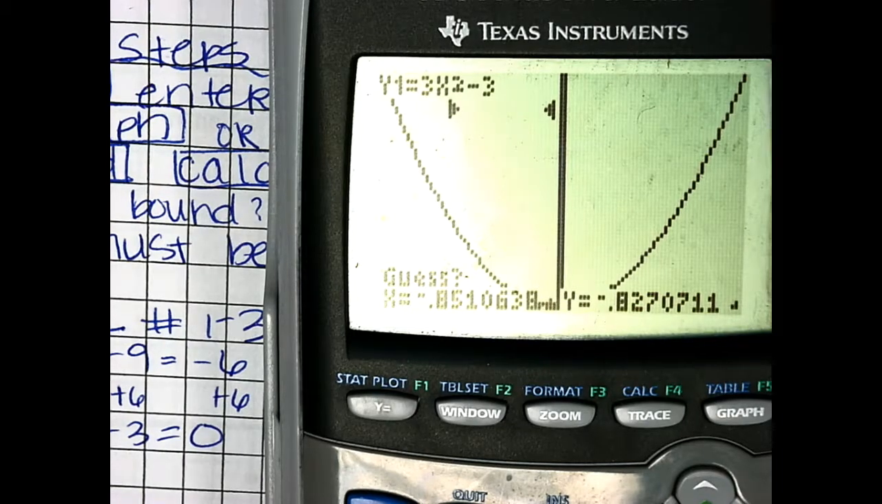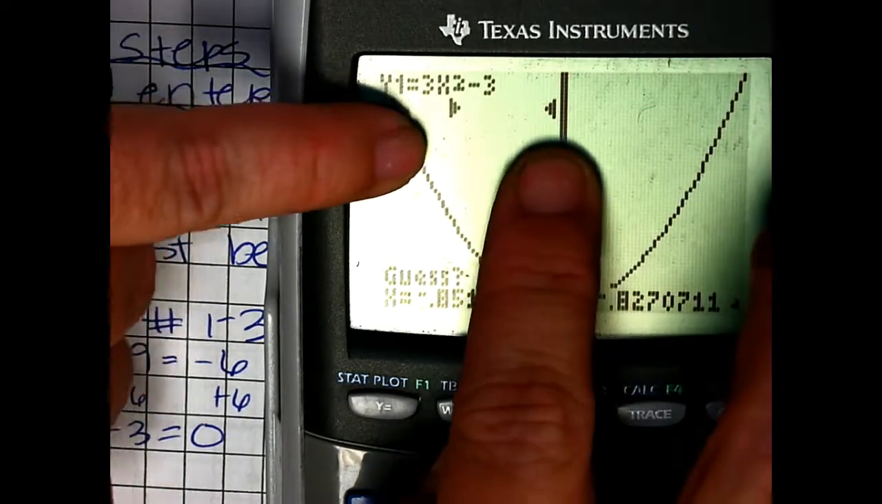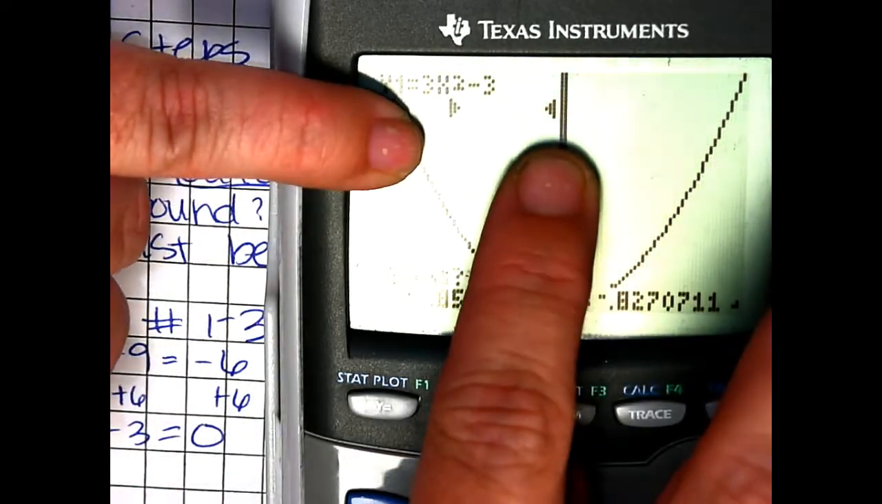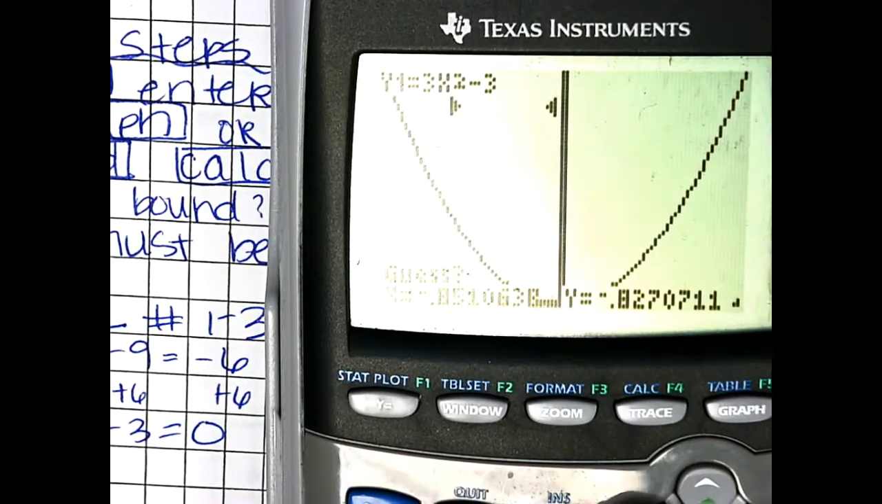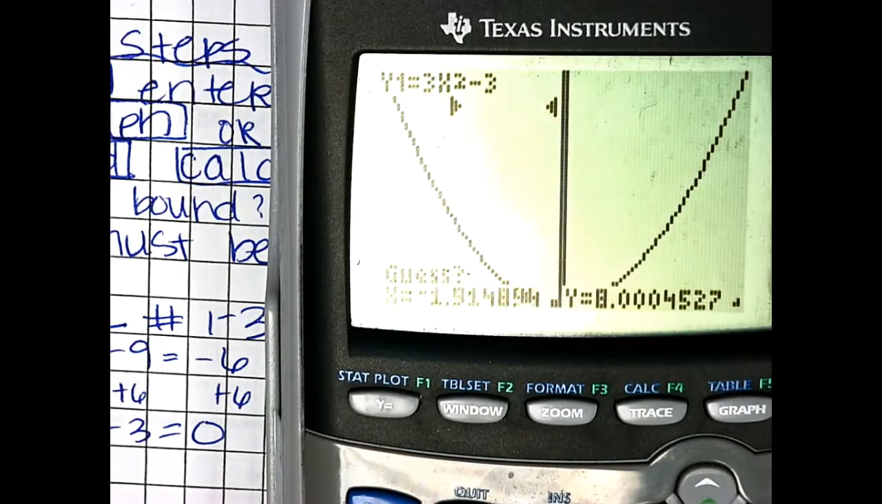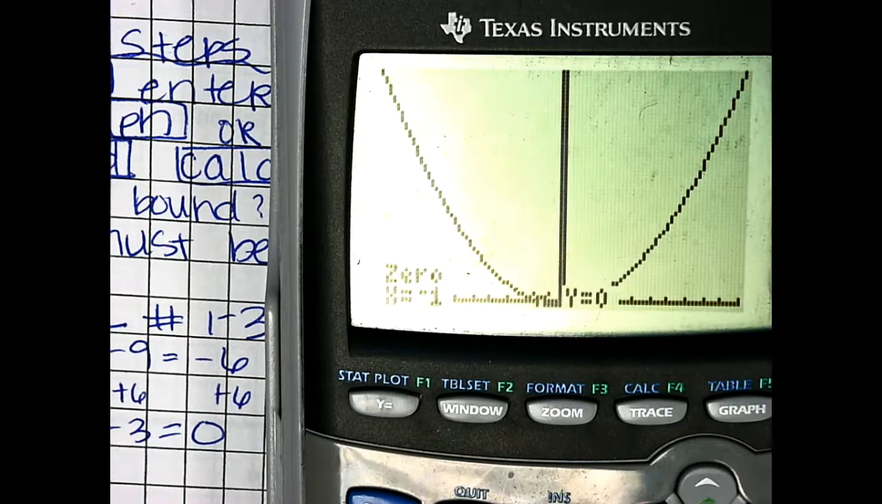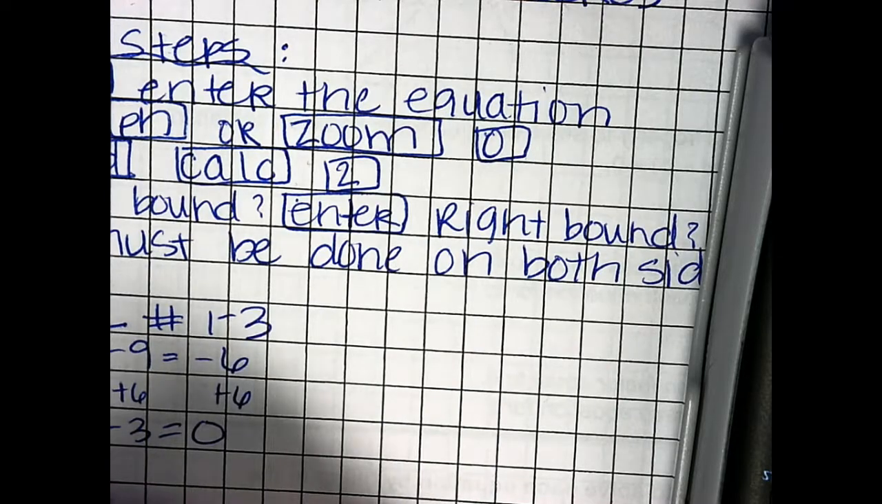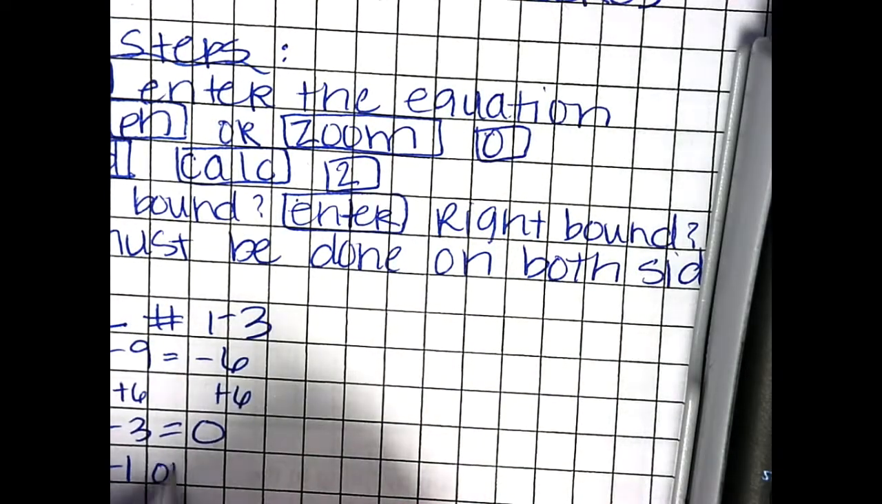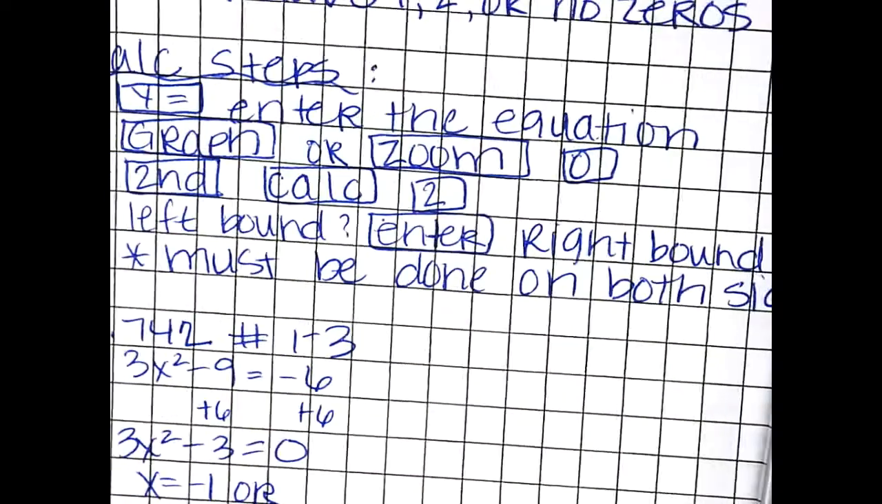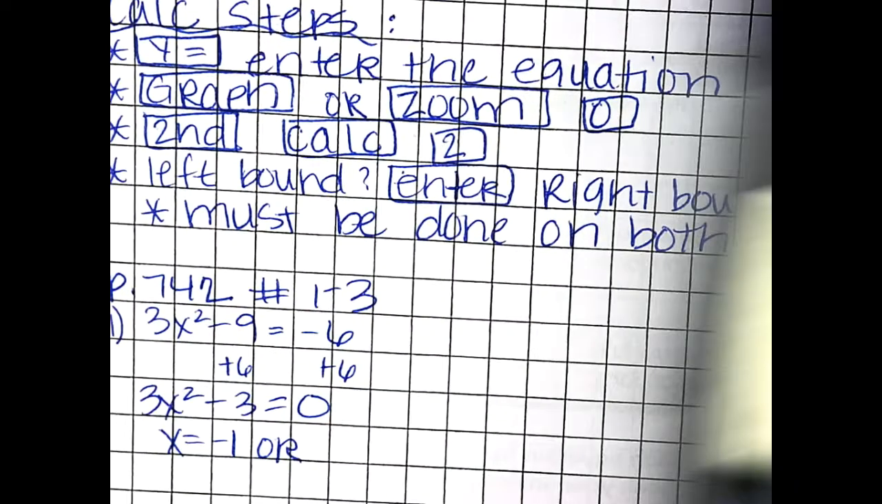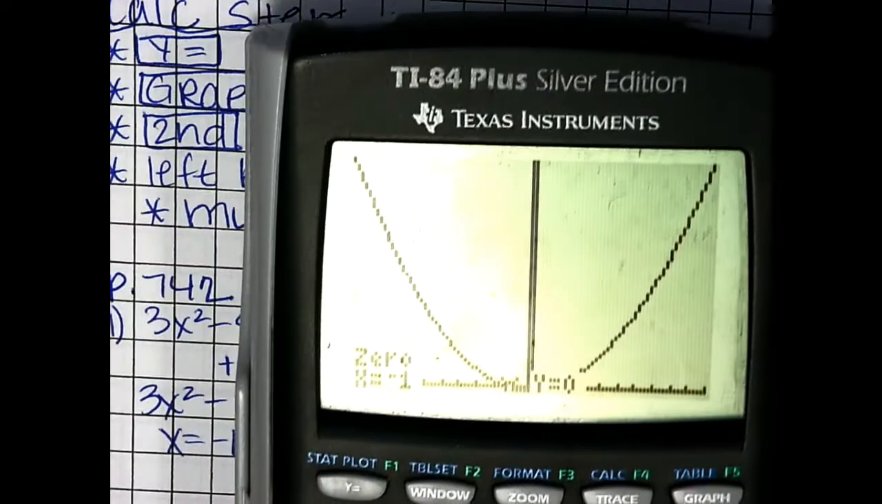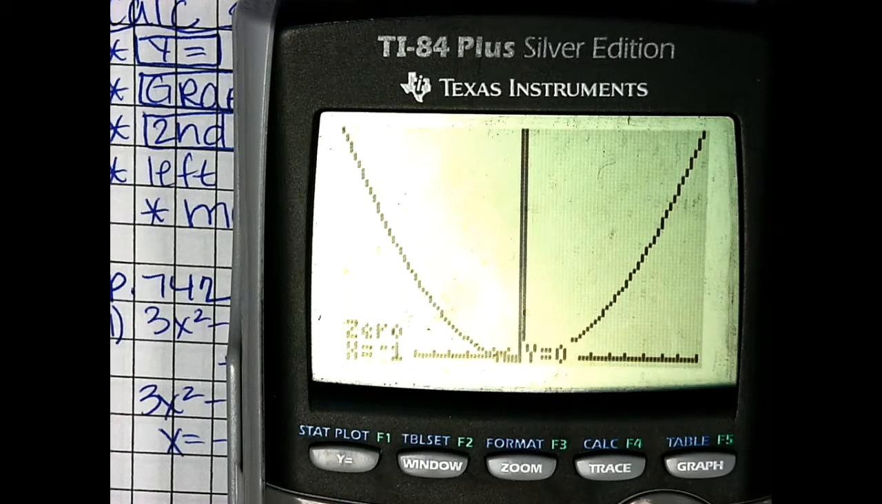And then you can see it's telling you where your guesses were, or your right and left bound. And then to guess, I'm just going to go backwards towards the left a little bit and hit enter. And it tells you my 0 is x equals negative 1. So that's my first 0. Oh, sorry, x equals negative 1. And then we're going to repeat the process for the second one.